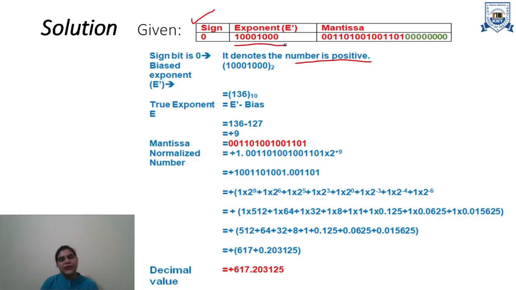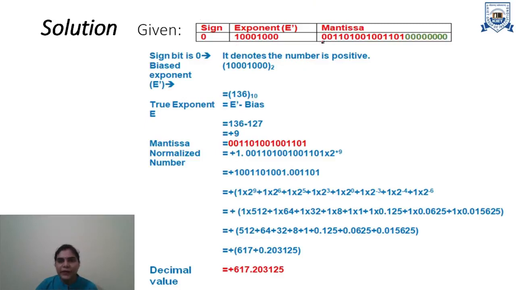Now we have to calculate the true exponent from the given biased exponent. First we calculate the decimal equivalent of this number. The biased exponent is this, and its decimal equivalent is 136. Now the true exponent will be calculated as biased exponent minus bias. This is a 32-bit representation, so the bias will be 127. The biased exponent is 136, so we will have plus 9.